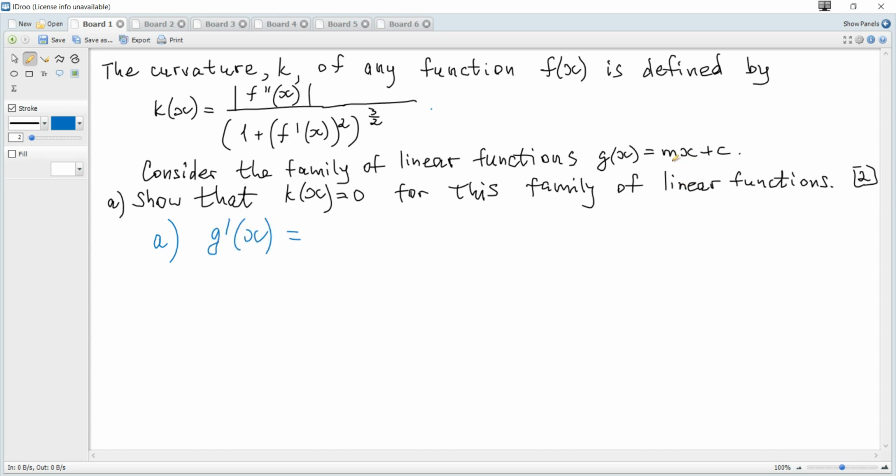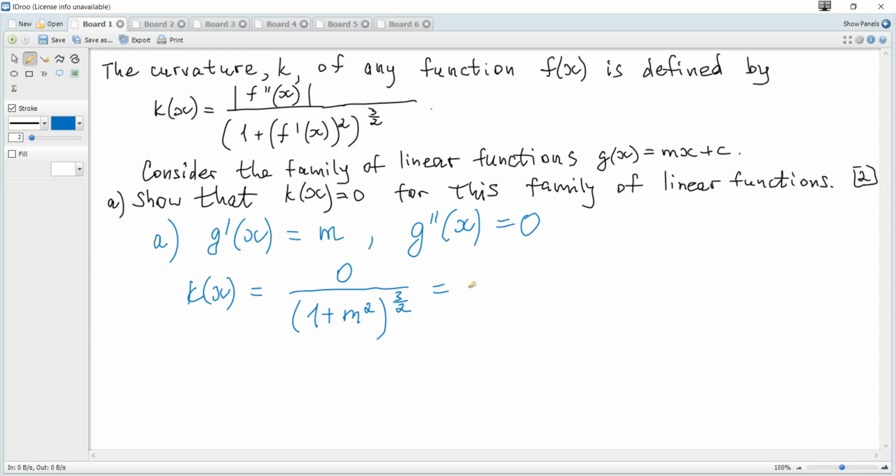So the derivative of mx plus c is m, and the second derivative is 0 because it's a constant, and the derivative of a constant is 0. So k of x becomes the absolute value of 0, which is 0, divided by 1 plus m squared to the power 3 over 2, which is 0 as required.